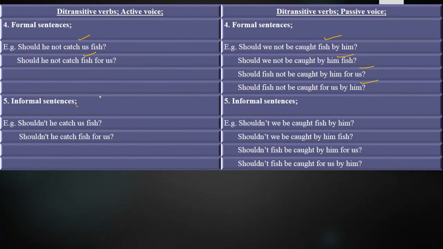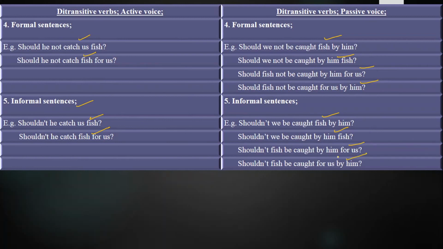Last we have got informal sentences. Those sentences in which we ask question, deny the statement, and we ask them in an informal way, friendly atmosphere. We use it with our juniors and youngers. Shouldn't he catch us fish, shouldn't he catch fish for us, shouldn't we be caught by him fish, shouldn't we be caught fish by him, and shouldn't fish be caught by him for us, and shouldn't fish be caught for us by him.